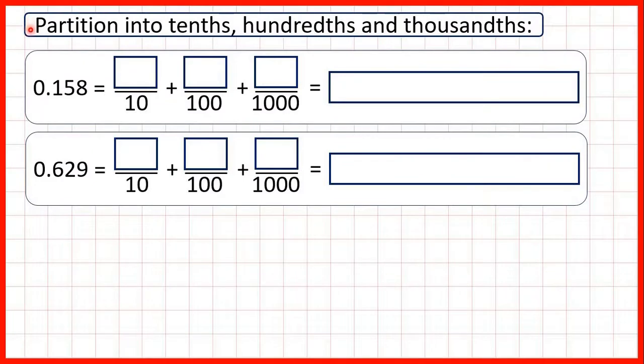We need to partition these numbers into tenths, hundredths and thousandths. So first we have 0.158, and we can show the partitioning in both fraction and in decimal form. So the first digit after the decimal point is the tenths digit, so we have 1/10. Then the second digit after the decimal point is the hundredths digit, so that's 5/100ths, and the third digit after the decimal point tells us how many thousandths we have, so we have 8/1000ths.